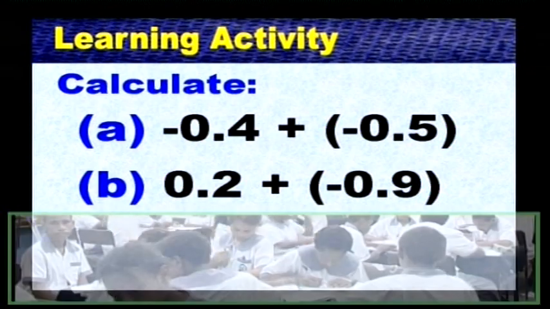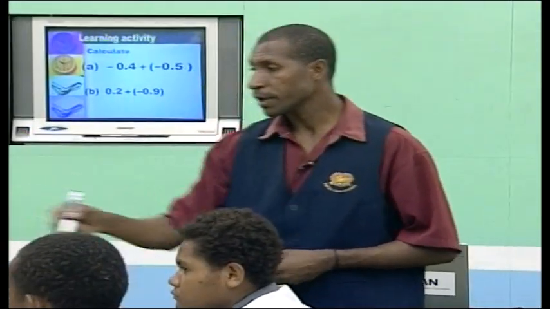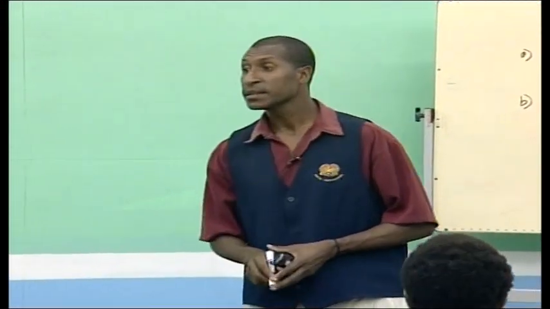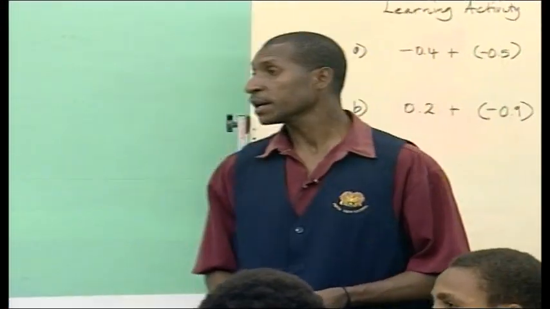Maria, what is your answer for A? Negative 0.9. Sconti, you have the same answer? Sconti, what is your answer for A? I'm saying A. Okay, Sconti has the same answer.